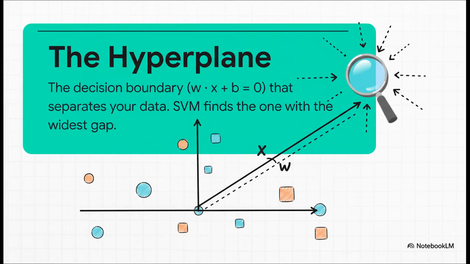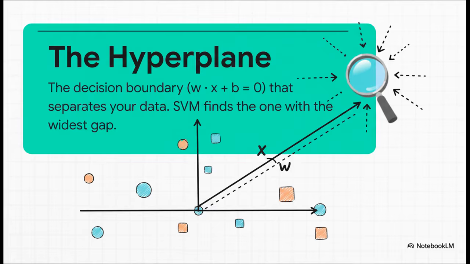Now, this little formula, W times X plus B equals 0, this is the absolute heart of the SVM. This hyperplane is basically your decision boundary, your wall. Think of W as the weights that control the angle of the wall. X is your new data point, your new cat or dog, and B is a bias that just kind of shifts the wall left or right.